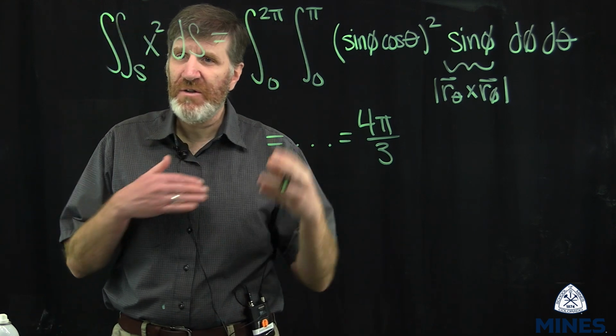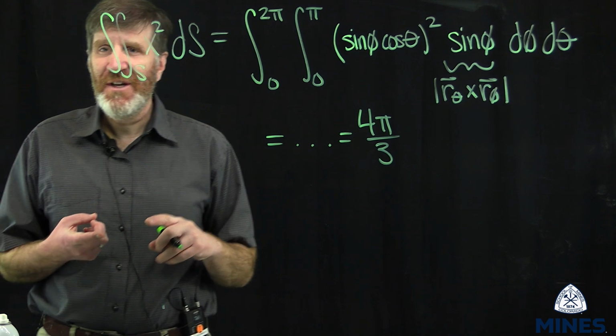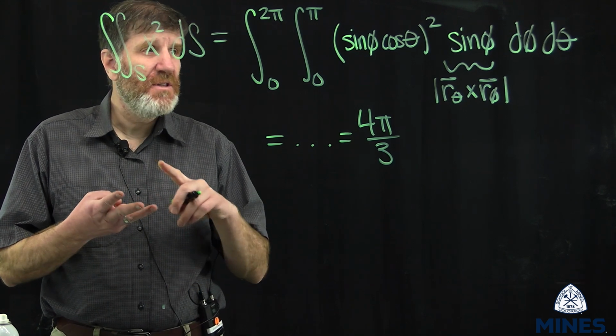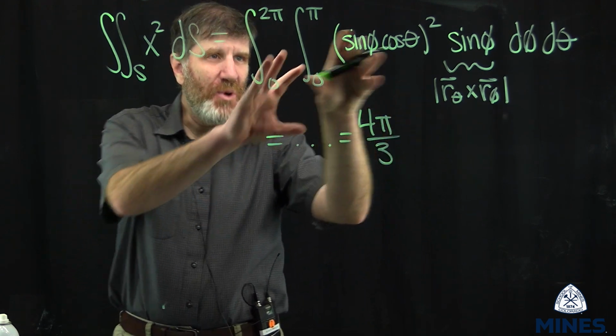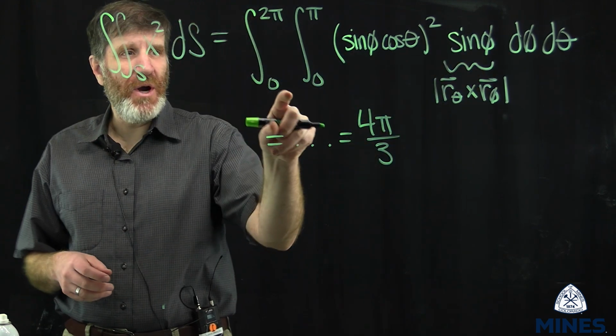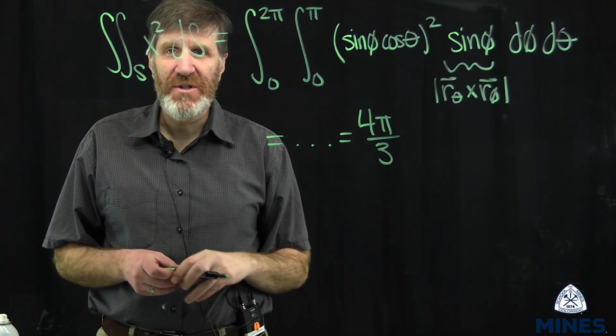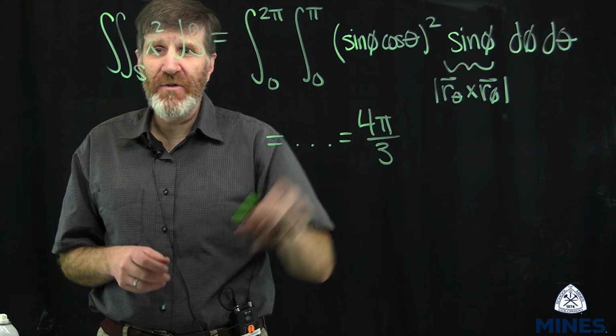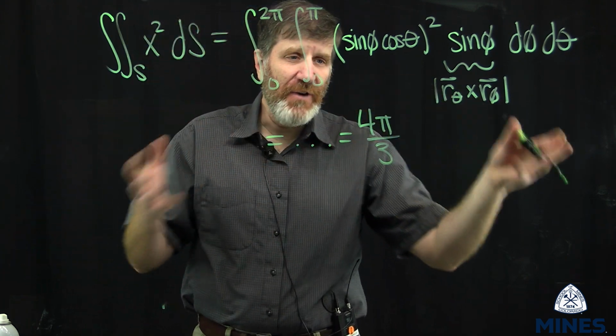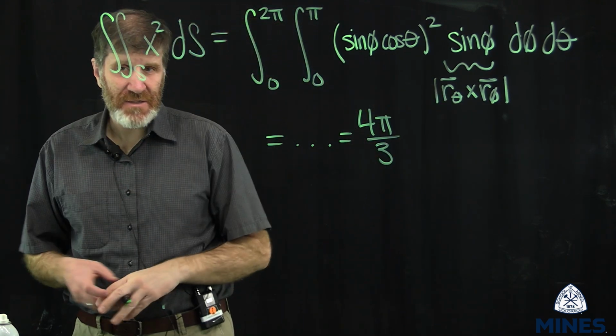The whole process from start to finish is parameterize the surface, get the tangent vectors to it, find the normal vector, look at the magnitude of the normal vector, and then put it all together in an integral. We need the parameter domain to get the endpoints of integration. We replace the variables with whatever they actually are on the surface through the parameterization. And then finally we get to integrate, and in this case it comes out to 4 pi thirds.